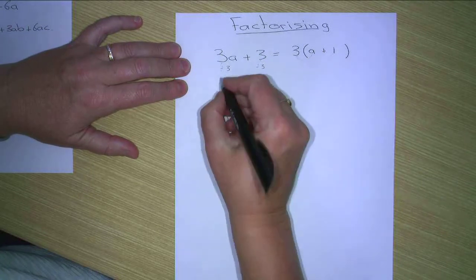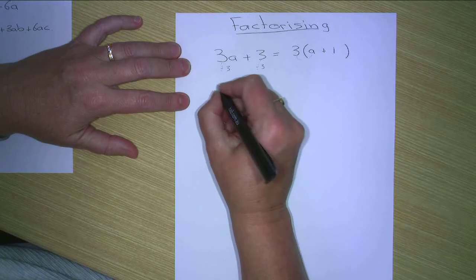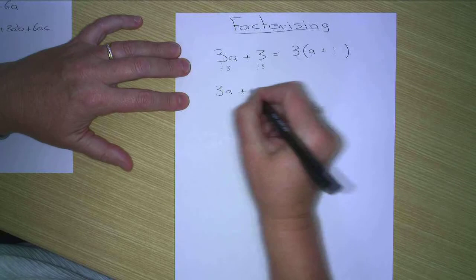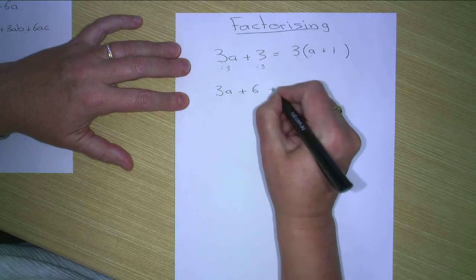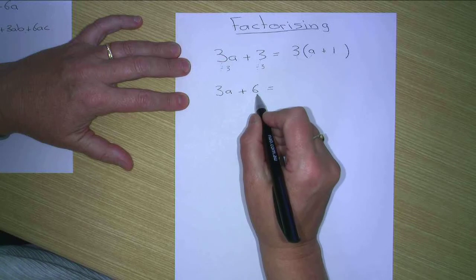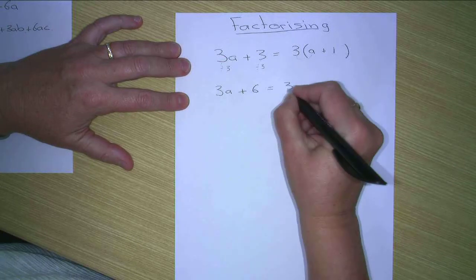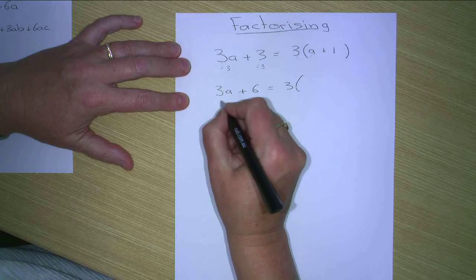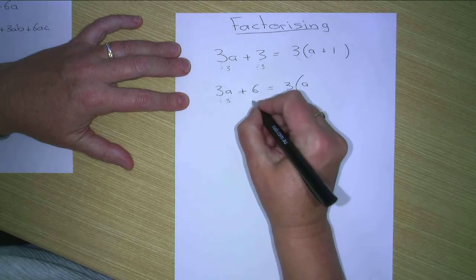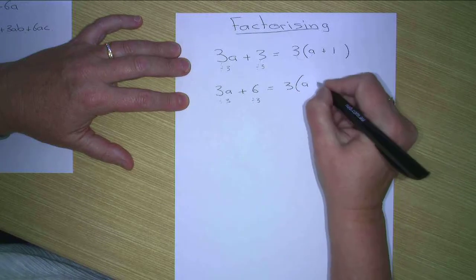Something a little bit more complicated. 3a plus 6. Again, we can see that 3 goes into both. So we take the 3 outside, so 3 into that leaves us with a. Now when we divide 6 by 3, we get 2.